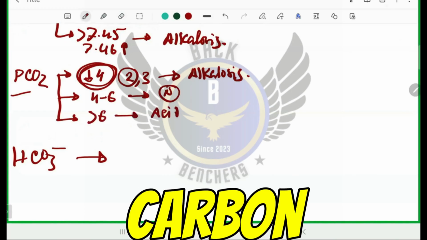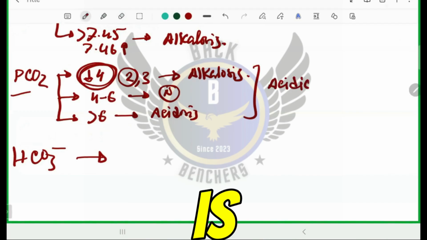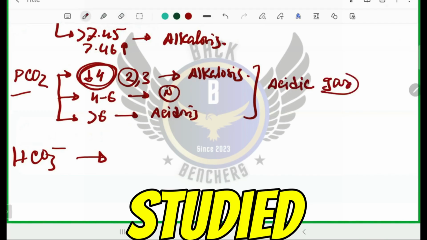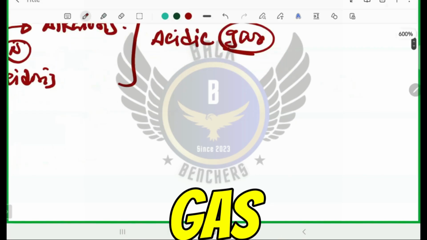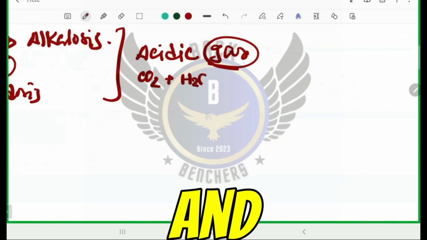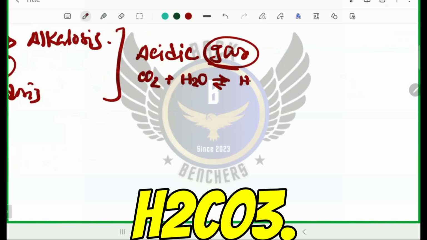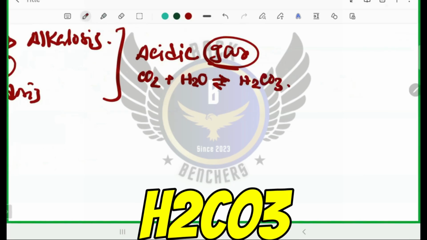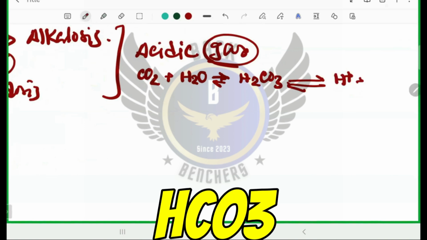Why is that? Carbon dioxide is an acidic gas. Remember, carbon dioxide is an acidic gas. We have studied it in our chemistry back in class 10. Now, why is it an acidic gas? When it goes into our blood, it binds with H2O and forms, this is a both-way reaction, H2CO3. Then H2CO3 breaks down into proton and HCO3 minus.